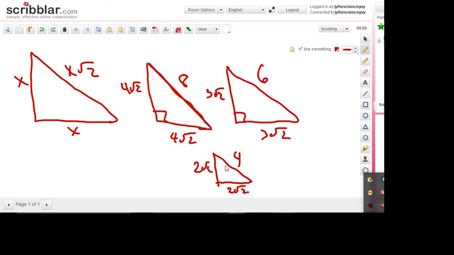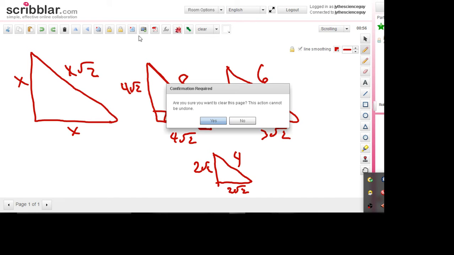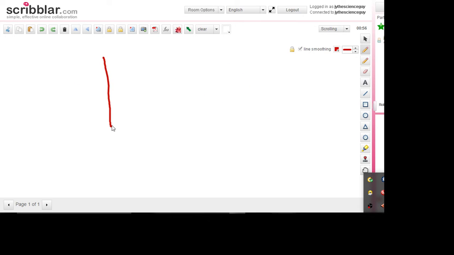So all I got to do is just take whatever that number is, divide it by 2, and make sure I put a root 2 next to it. Okay, let's see if you see this. How would I figure out the other two sides? I know the number looks funky.